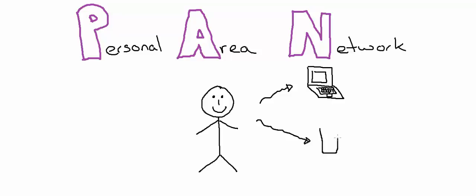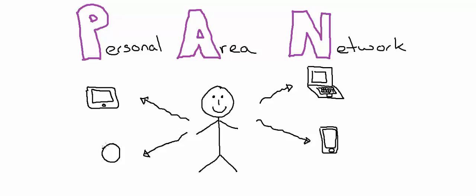So you'll be familiar with a LAN, a local area network, and a WAN, a wide area network, but you also need to know what a PAN is, which is a personal area network. This is the small network of devices that you have on your person. So it could be a tablet, a PDA, a smartwatch, your mobile phone, a laptop, anything that is on your person that is connected together.